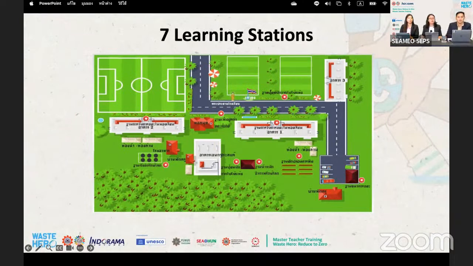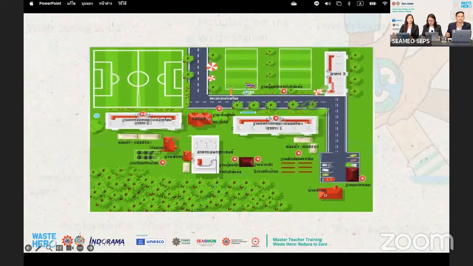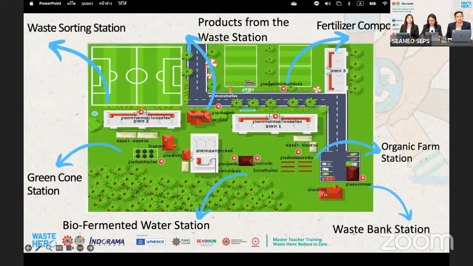In this school, there are several learning stations about the zero waste. The school get the cooperation from Wang Wa municipality for the creating the zero waste learning stations in the school. And the stations are on your screen right now. These are the learning station in Ban Charan Suk School. The waste sorting station, the products from the waste station, the fertilizers compost station, the organic farm station, the waste bank station, the biofermented water station, and the green corn station.